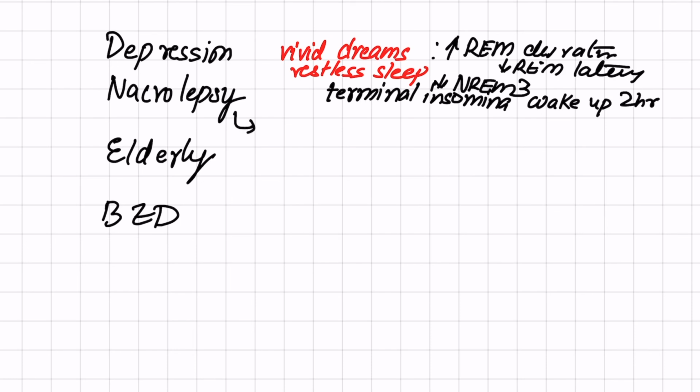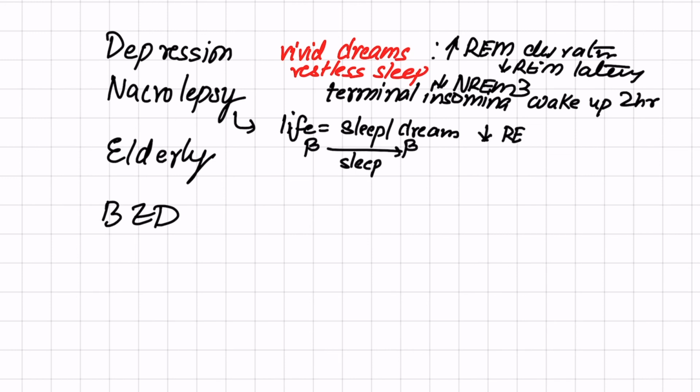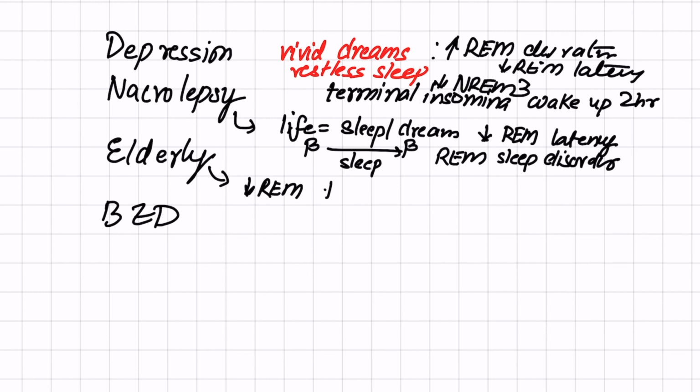In narcolepsy, life is equal to sleep or dream. So the patient is having beta waves, but he goes to sleep. That is, the patient is living in REM sleep and there is decreased REM latency or REM sleep disorder. In the elderly, all deep sleeps are decreased. So decreased REM, decreased NREM 3. Same with benzodiazepine, decreased REM, decreased NREM 3.